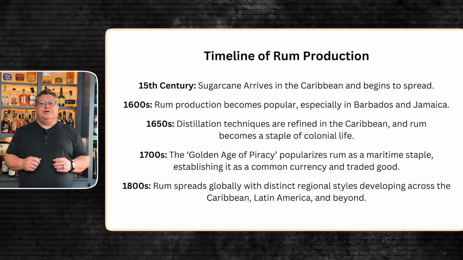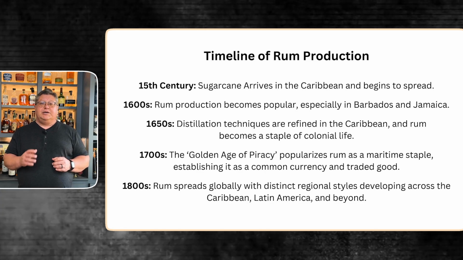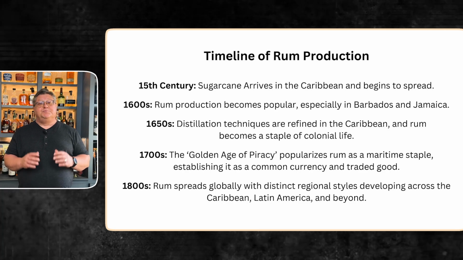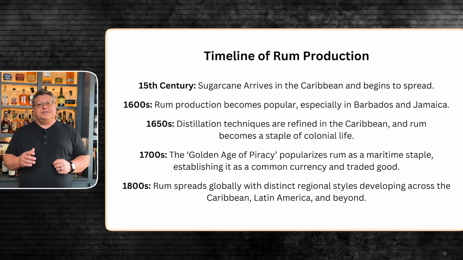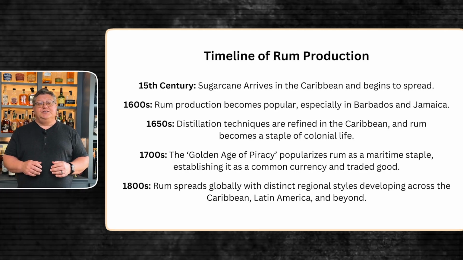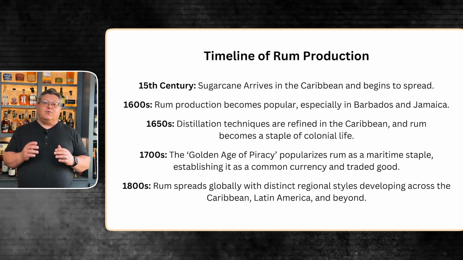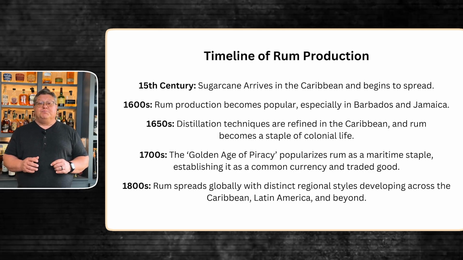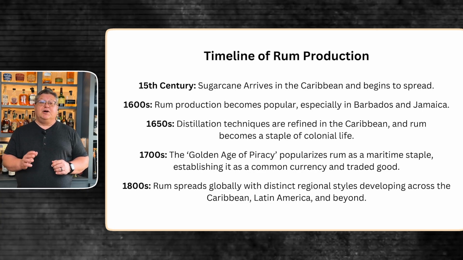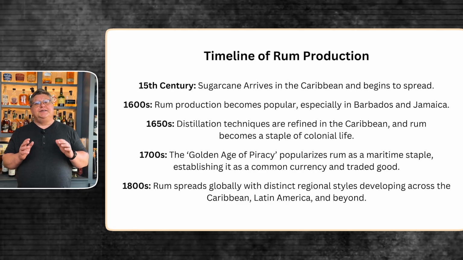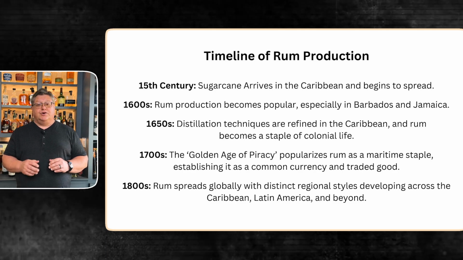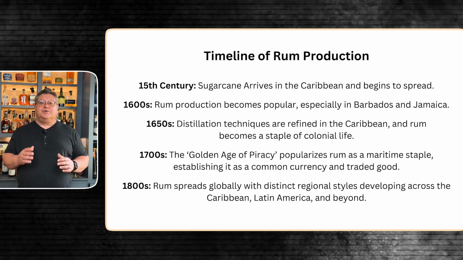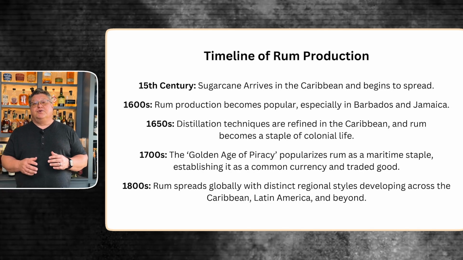In the 15th century, sugarcane arrived in the Caribbean and began to spread. In the 1600s, rum production became popular, especially in Barbados and Jamaica. In the 1650s, distillation techniques were refined in the Caribbean, and rum became a staple of colonial life. In the 1700s, the golden age of piracy popularized rum as a maritime staple, establishing it as a common currency and traded good. Finally, in the 1800s, rum spread globally with distinct regional styles developed across the Caribbean, Latin America, and beyond.